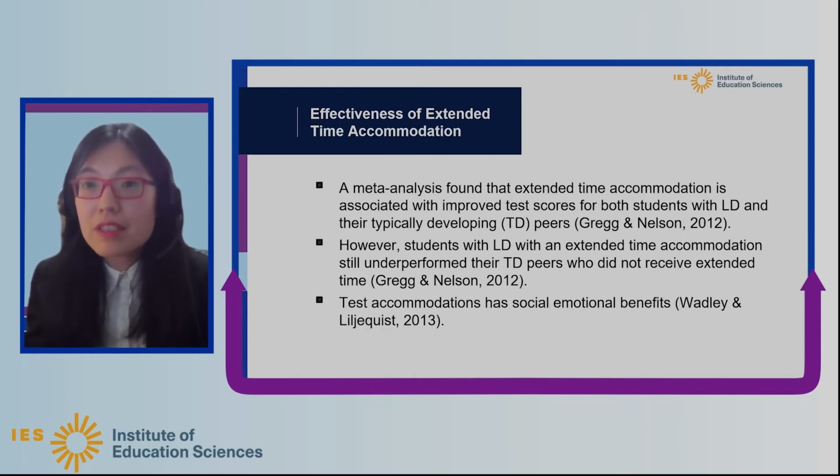The effect size of extended time accommodation is 0.9 standard deviations for students with disabilities and 0.66 standard deviation for typical developing students. However, students with learning disabilities with an extended time accommodation still underperform their typical developing peers who did not receive extended time accommodation by 0.41 standard deviations.